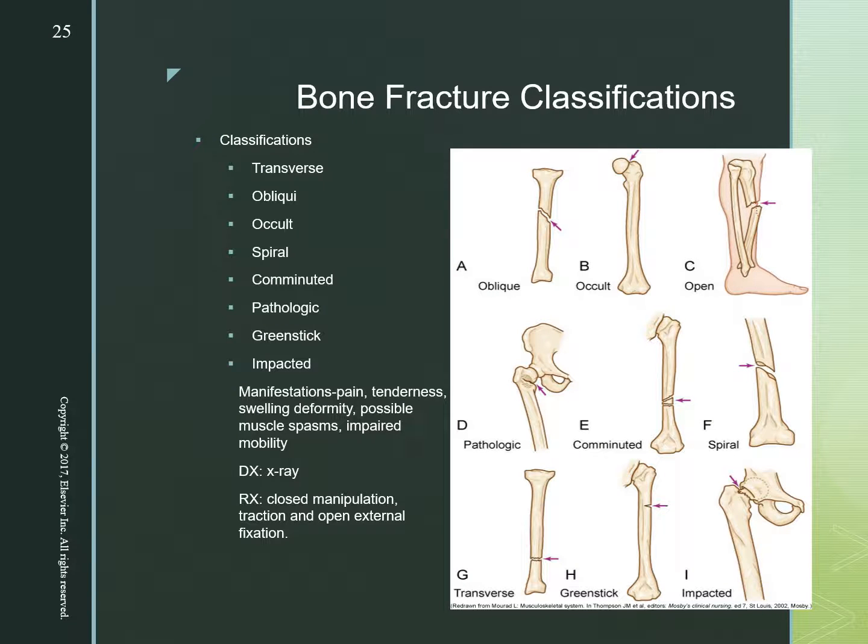Some bone fracture classifications. A transverse fracture is a fracture straight across the bone shaft. An oblique fracture is a fracture at an angle towards the end of the bone shaft. An occult fracture is a hidden fracture and not discernible. A spiral fracture is a fracture that twists around the bone shaft. A comminuted fracture is a fracture characterized by multiple fracture lines and bone pieces.